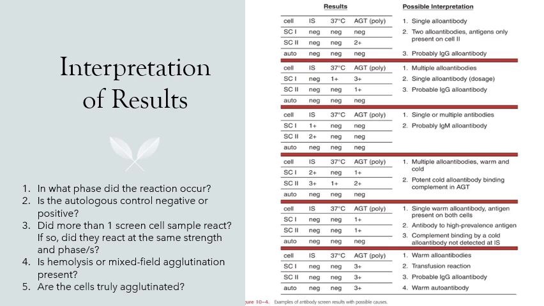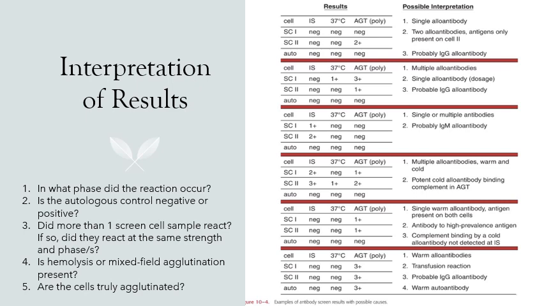Number 5 is, are the cells truly agglutinated? Rouleau formation is not a significant finding, but it may mask the true antibody-mediated agglutination. This happens with the serum of patients with multiple myeloma. Again, serum of patients with multiple myeloma may cause rouleau formation.